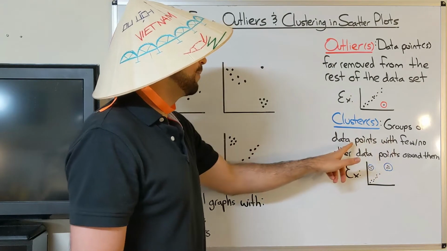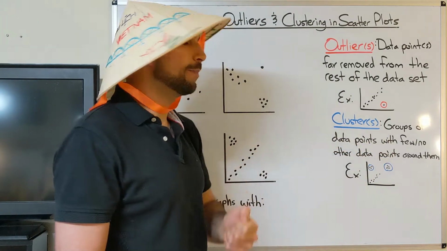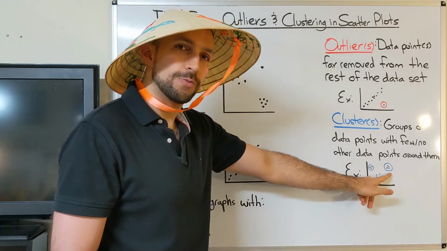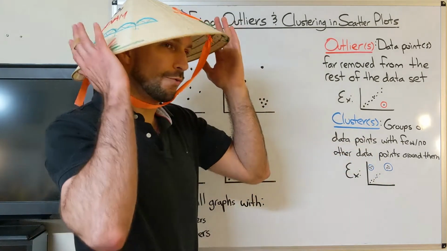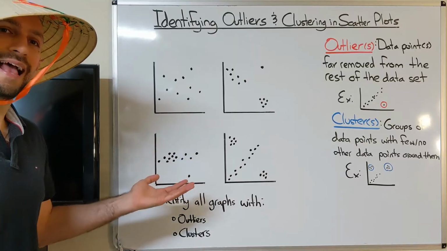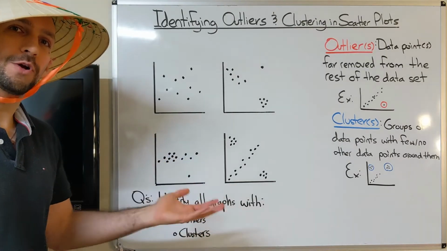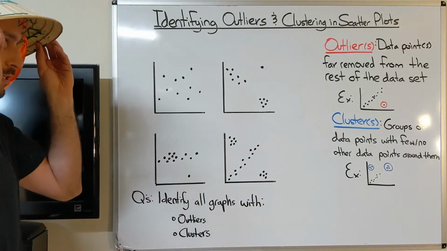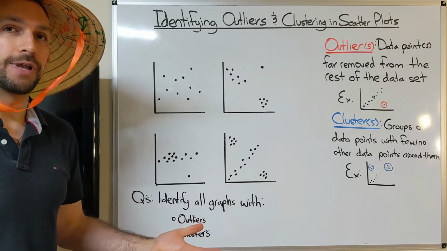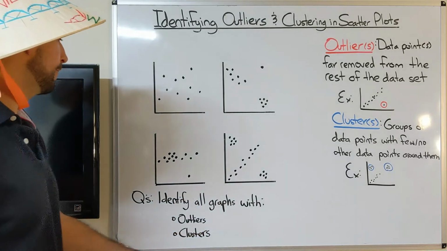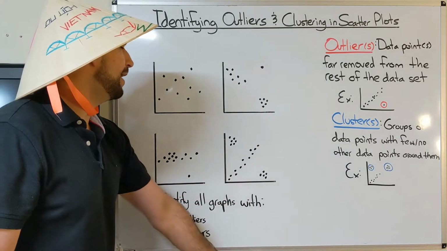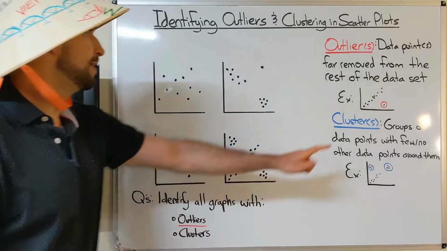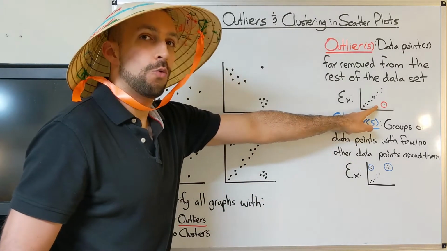Clusters are groups of data points with few or no other data points around them. So a cluster would be several data points grouped together that is distant from the rest of the data set. In ALEKS, we'll be asked to identify from a group of graphs which ones have outliers and which ones have clusters. These can overlap, so let's look at one example here. If we're asked to identify all the outliers, let's do that first. So we're looking for single points that are far away from the rest of the data.